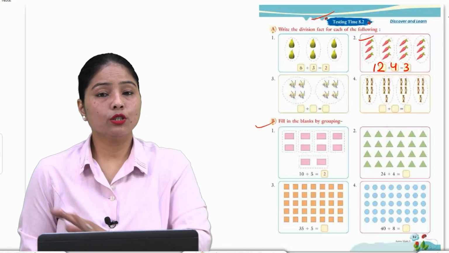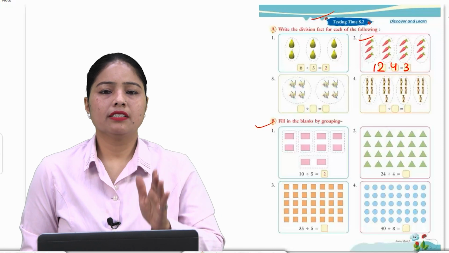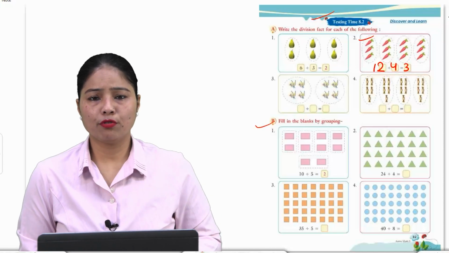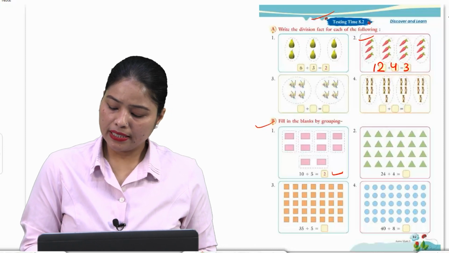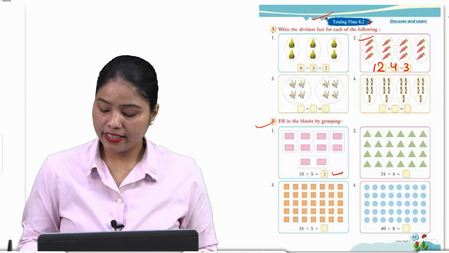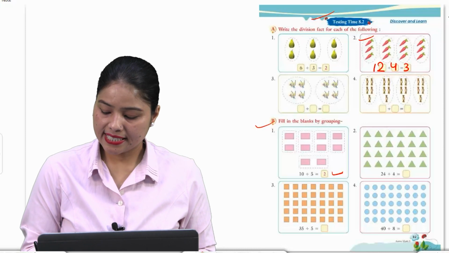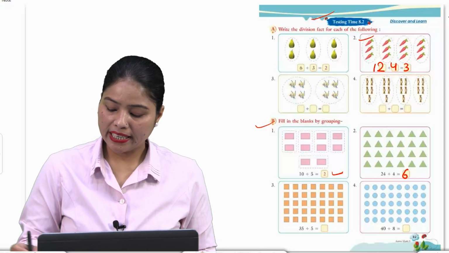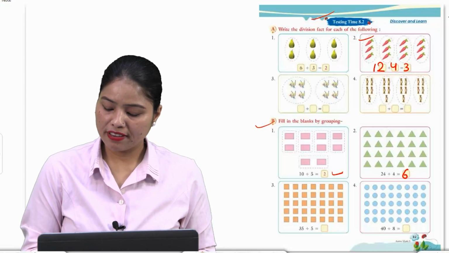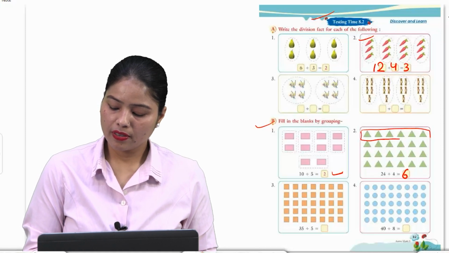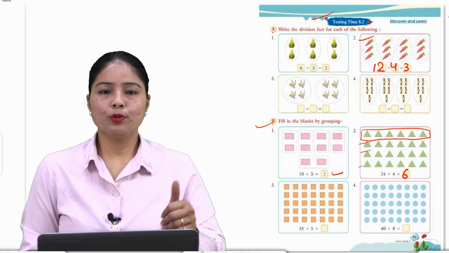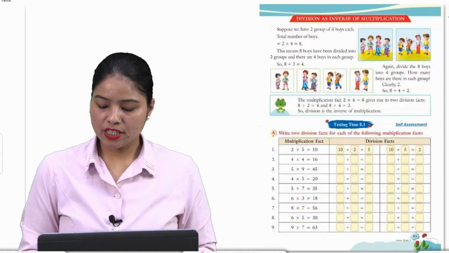Filling the blanks by grouping. So here 10 is given. 10 divided by 5 is 2. So this is one group of 2. Similarly, there are 24. 24 divided by 4, you will get 6. So now you have to make 6 groups. 1, 2, 3, 4, 5, 6. Like this is one group, this is the second group, this is the third, this is the fourth. Okay, I hope you understood. So now move on to the next one, beta.